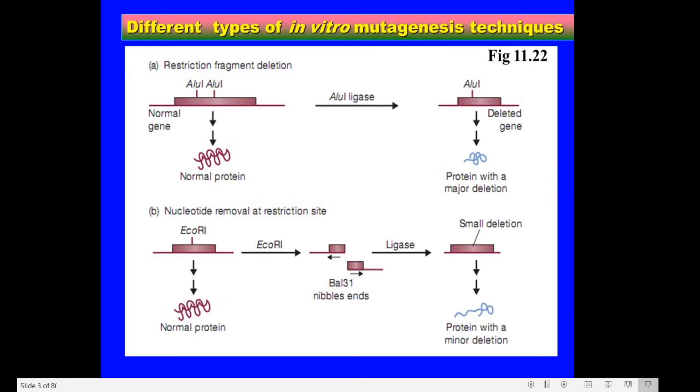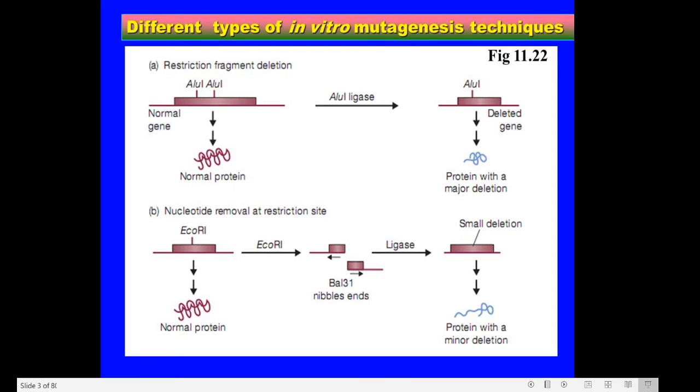Okay, before entering the immunology technique, just a few slides are there to explain some molecular biology techniques. Okay, what is mutagenesis? Mutation means that may be the change or deletion or suppression. Okay, in in vitro mutagenesis, they have two different types. One is the restriction fragment based detection. Another type of method of mutation is nucleotide removal.